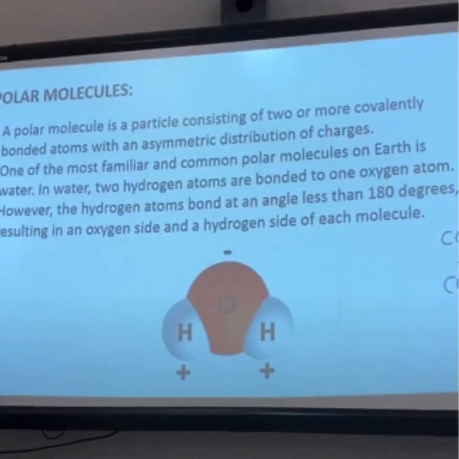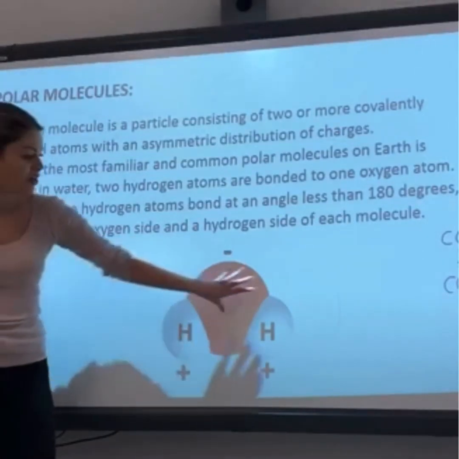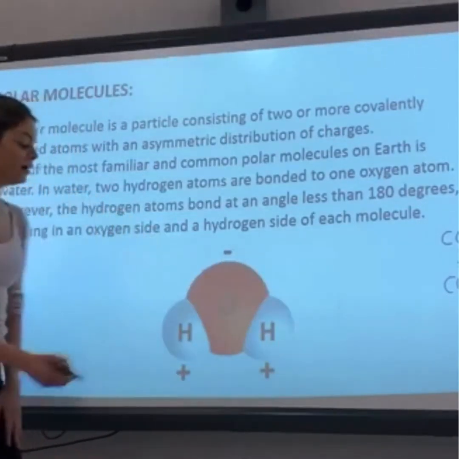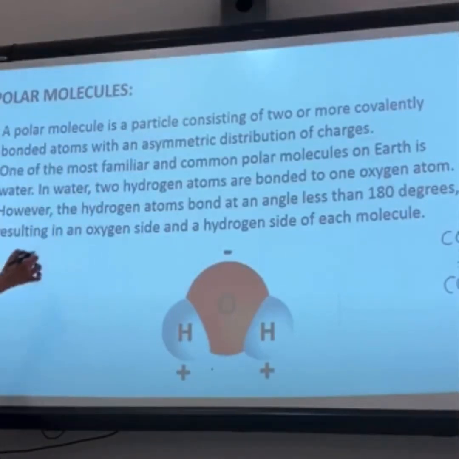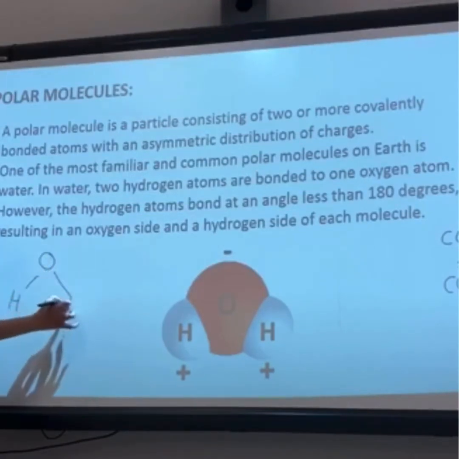Well, what happens in a water molecule is that they have this strange geometry where it's not just an oxygen and then a hydrogen here and a hydrogen here. The hydrogens actually have about 60 degrees between them. So we've got an oxygen, and a hydrogen and a hydrogen. The molecule ends up looking like this.